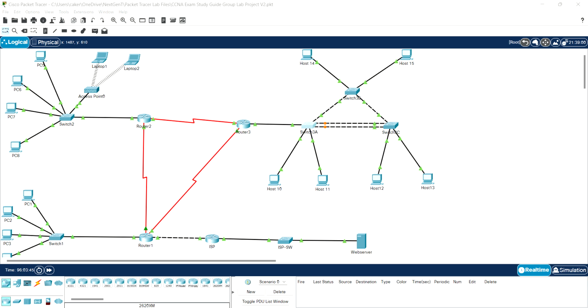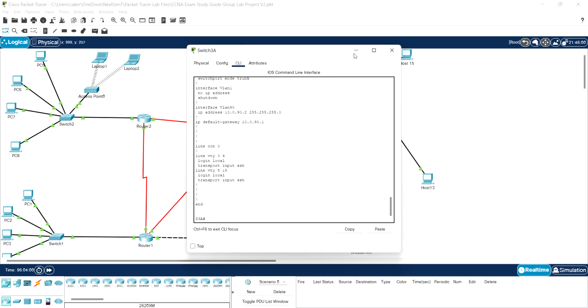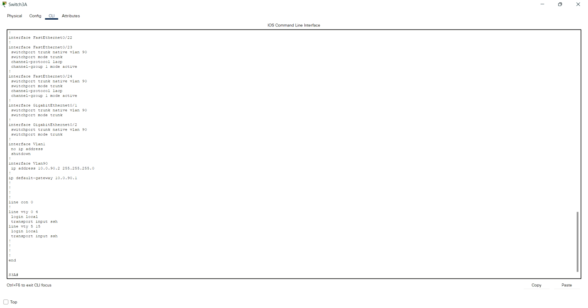However, when we got to configuring EtherChannel between switch S3A and S3C, we configured LACP. So let's look at that. What we did there was we took ports FA0/23 and FA0/24 on both switches, configured LACP, set the channel mode to active, channel group number to 1, and the port channel to trunk mode VLAN 90.